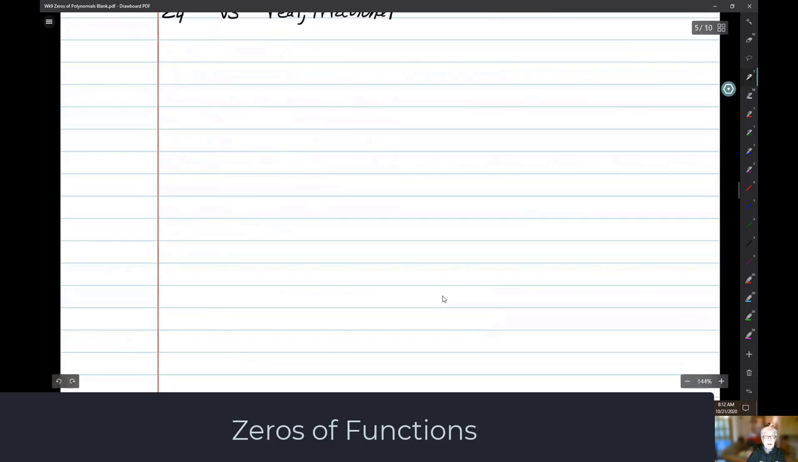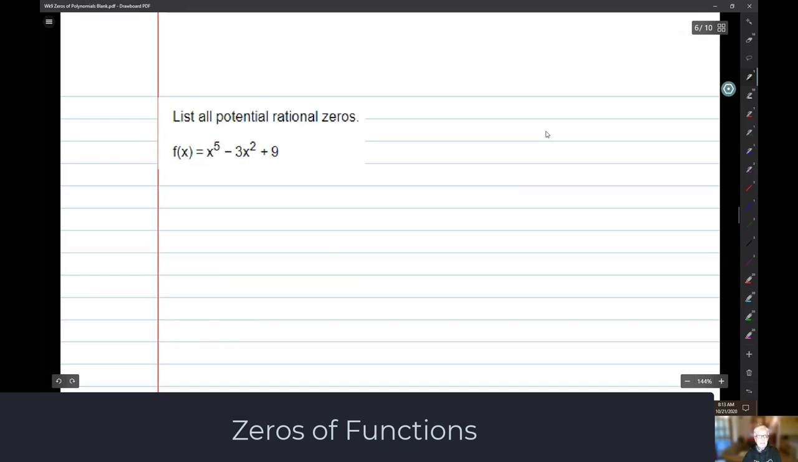If you see a complex number like 3 plus 2i, then your other zero is going to be 3 minus 2i. If you have, well, let's make them a lot alike. How about 3 plus the square root of 2? Then you need its conjugate, 3 minus the square root of 2. Okay, so that's one new thing we're talking about today.